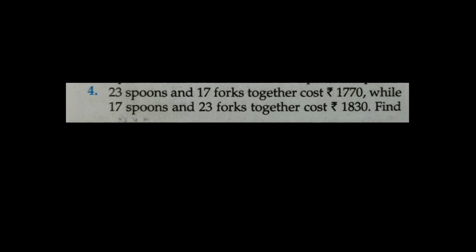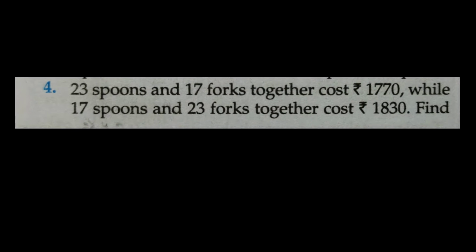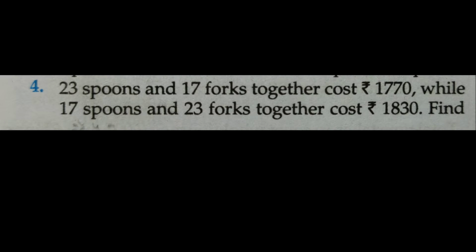Let us do one more question shown on the screen. 23 spoons and 17 forks together cost 1770, while 17 spoons and 23 forks together cost 1830. Find the cost of a spoon and a fork.